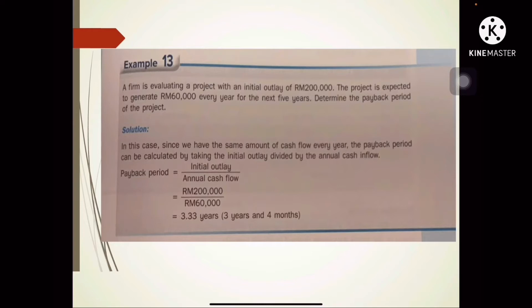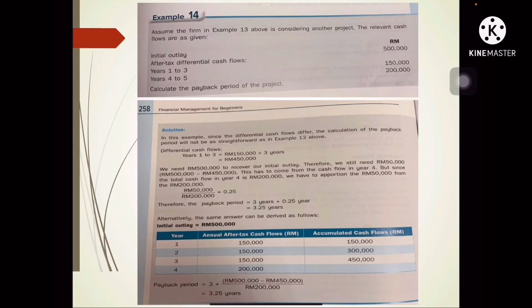How are we going to calculate the payback period? We take the initial outlay and divide by the annual cash flow. So 200,000 divided by 60,000. We get 3.33 years or 3 years and 4 months. You can use this formula if the return of the company or the project return is constant every year. Alright, now we move on to example 14.